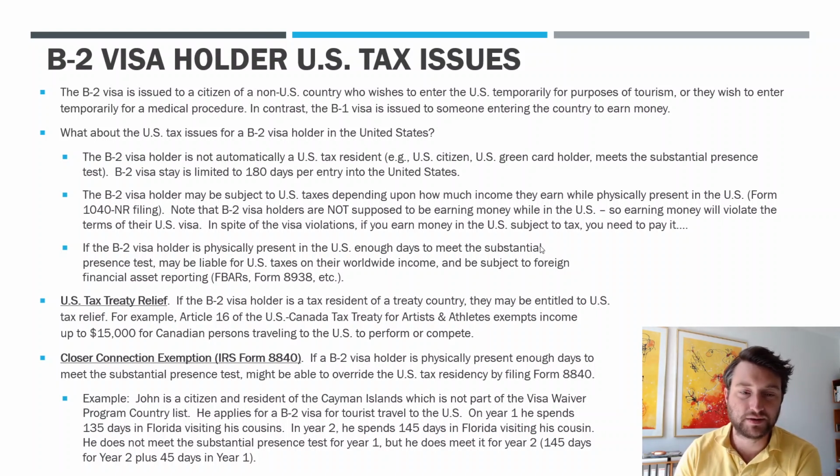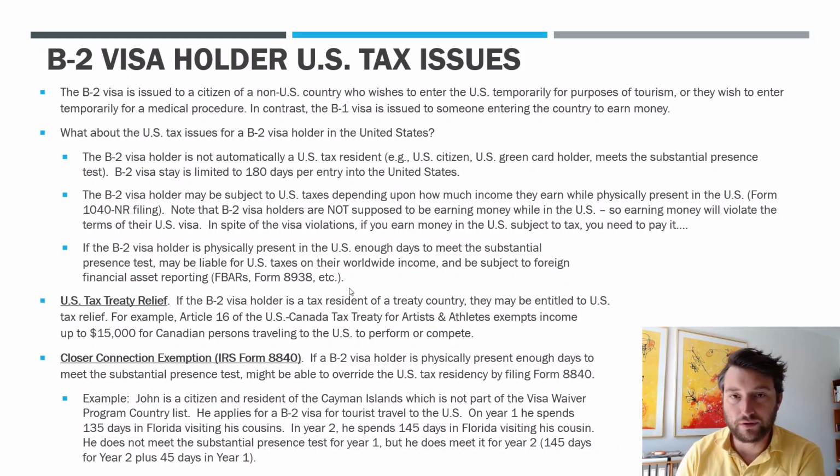Now, back to the substantial presence test issue. A B2 visa holder, if they are physically present in the United States enough days to meet that substantial presence test, then they could become a U.S. tax resident. U.S. tax resident means you file a Form 1040. It means you have to report all of your income, no matter where it comes from. That's including investment income.